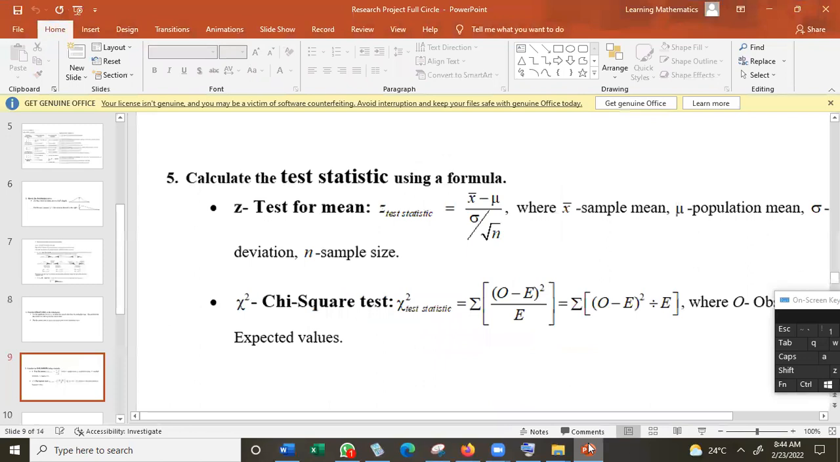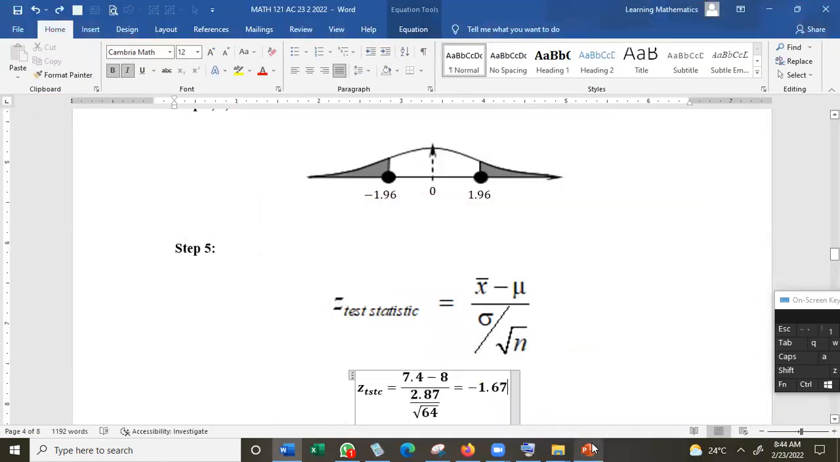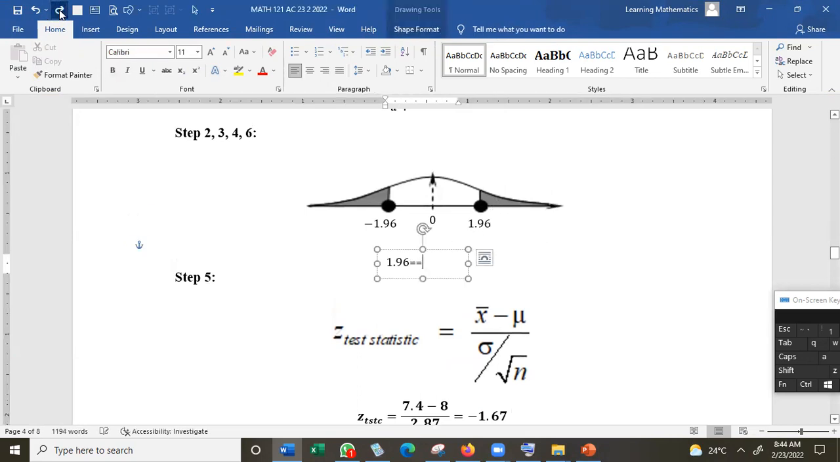Step number 6 is to plot that test statistic on the curve. Because remember, again, it's a critical value approach. We have to use the critical value on the curve, and we have to compare the critical value with the test statistic on the curve. Okay, so let us plot the test statistic on the curve. Where can it appropriately be placed?